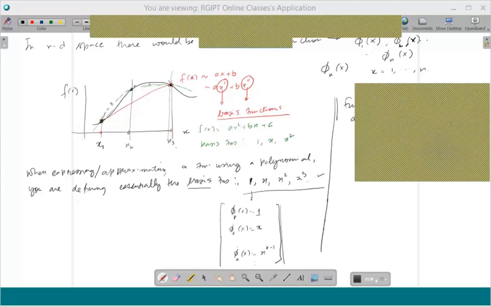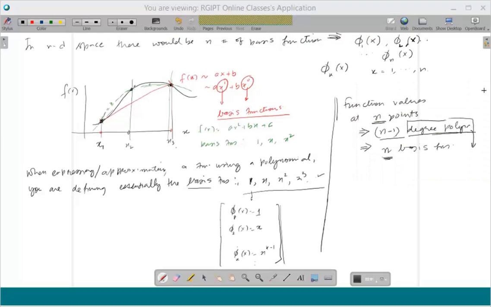So the question is, when we have n variables, we get n equations to solve. Here also the same thing. You have n points and you have n basis functions. That's it. The way you call the degree of a polynomial is n minus 1, that's the way you define it, but it has nothing to do with the number of basis functions. You have n points, you have n basis functions, which is basically 1, x, x squared, up to x to the n minus 1, and therefore this is an n minus 1 degree polynomial.